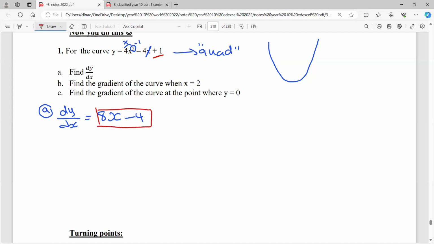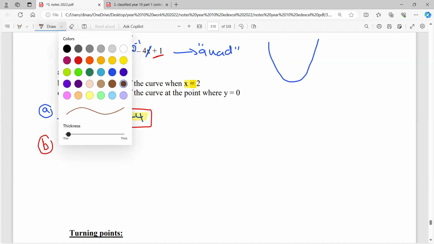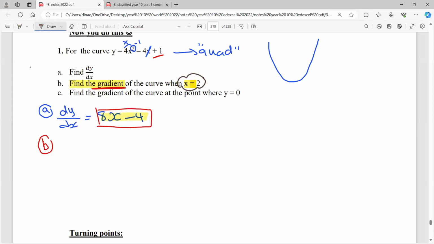Let's see question B. Question B says find the gradient of the curve when x is equal to 2. Whenever the question says find the gradient and the x is given, it means you substitute in here immediately. This question is nice. So 8 times 2 minus 4. 8 times 2 is 16. 16 minus 4 is 12.